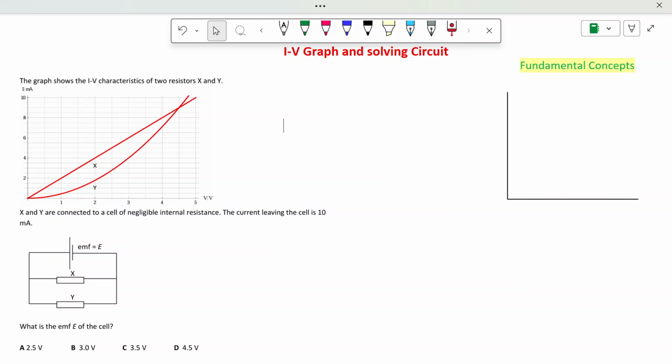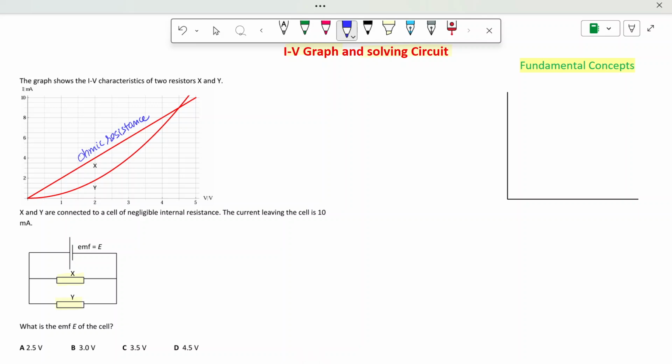Hello, this question is about the IV graph and solving the circuit. You see that the two resistances are in parallel to each other. The one resistance can be called the ohmic resistance. It is a fixed resistance which is not changing over the range of different voltages and currents, right?